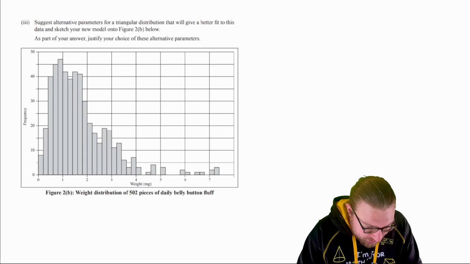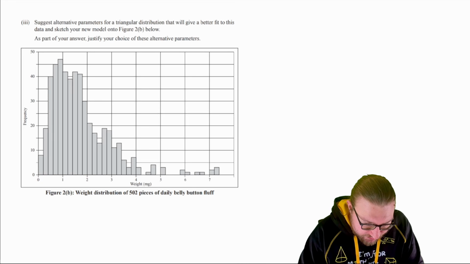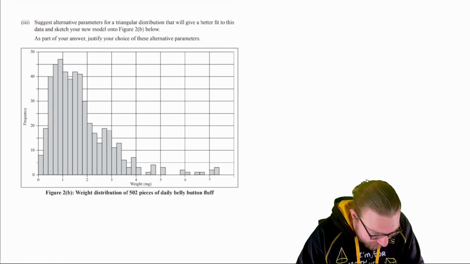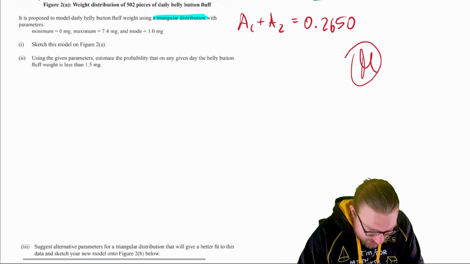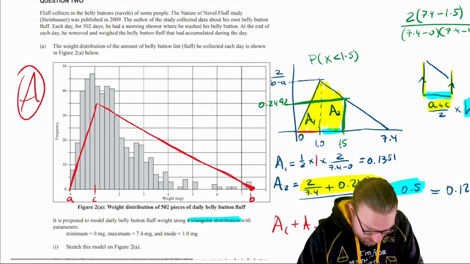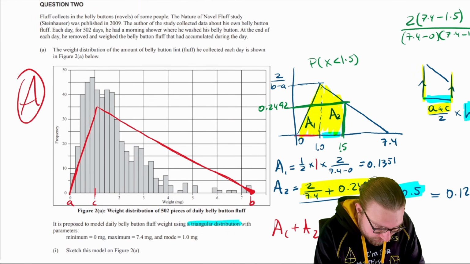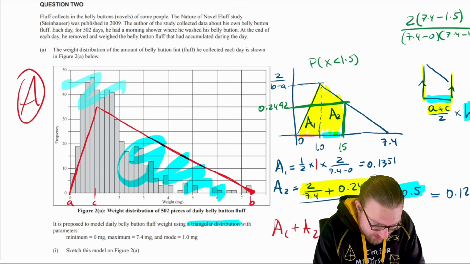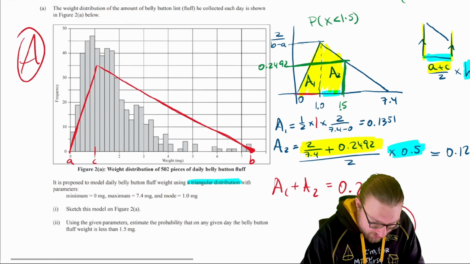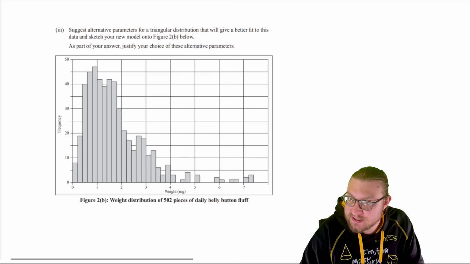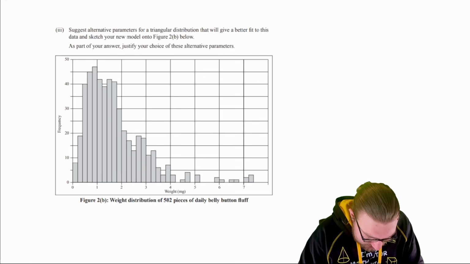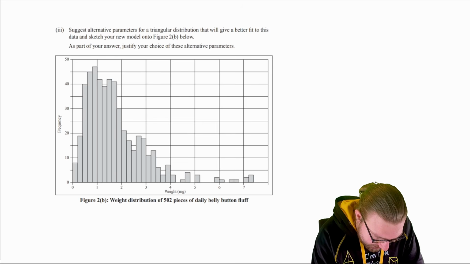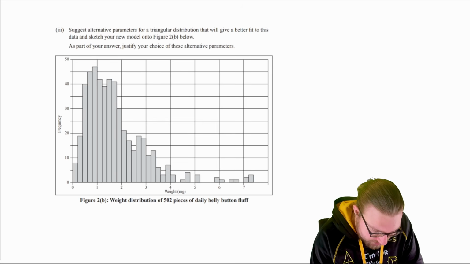Suggest alternative parameters for the triangular distribution that will give a better fit to this data and sketch your new model. As part of your answer, justify the choice of your alternative parameters. I actually didn't really like these parameters here because of the amount of space that we had left here, and then we had to make it up at the top to not overcompensate for any area. They give us freedom here to do whatever we want, and it's kind of obvious to me that the peak should be somewhere right in the middle.